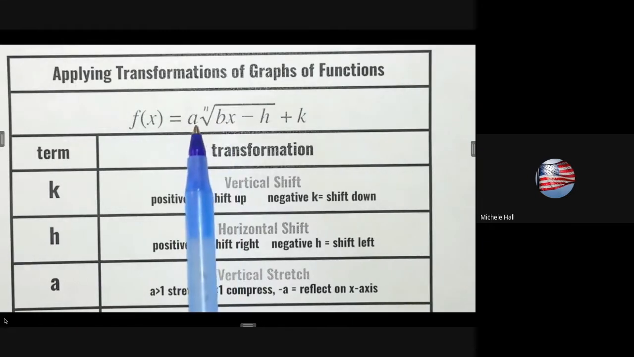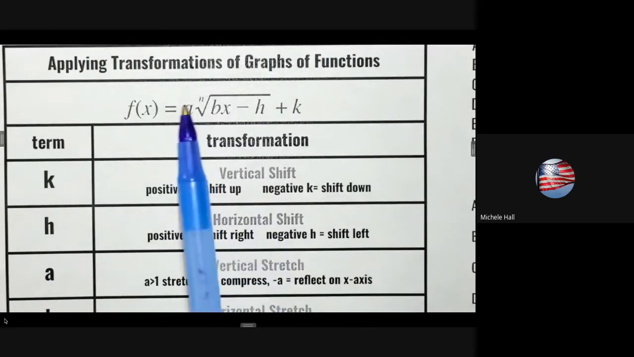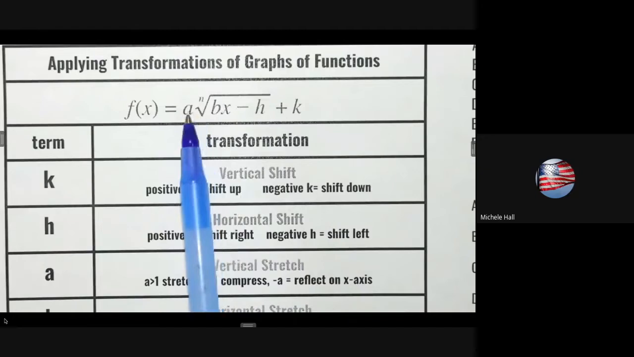And then the a value, there's a lot that goes on with the a value. The a value is being multiplied to the function. If it was being multiplied to x, it would be on the inside with x. So a is about being multiplied to y, the function. And if it's a whole number, it's a vertical stretch. If it's a fraction, it is a vertical compression. And if it's negative, it's a reflection.